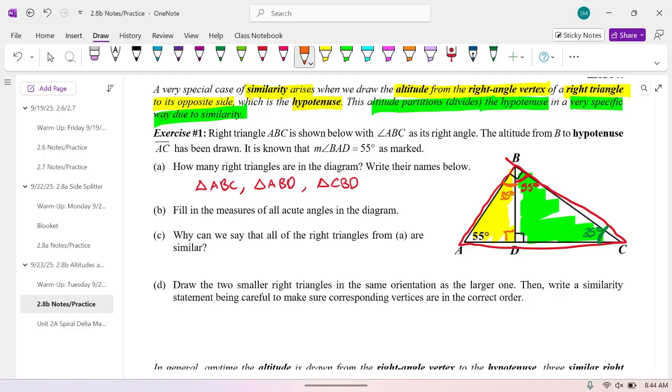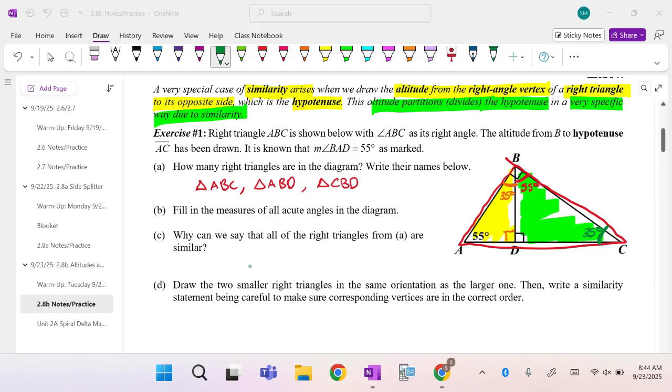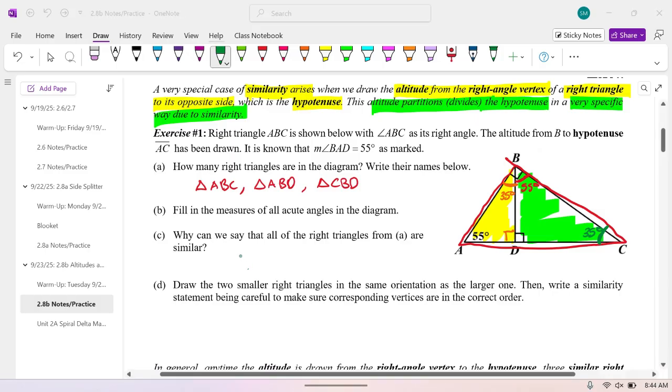So here's my question to you. Are those three triangles similar? Yes, by what postulate? Not angle, side, angle, because we don't know side lengths, but angle, angle. So we can say that all three triangles are similar by angle. So they're similar by angle.